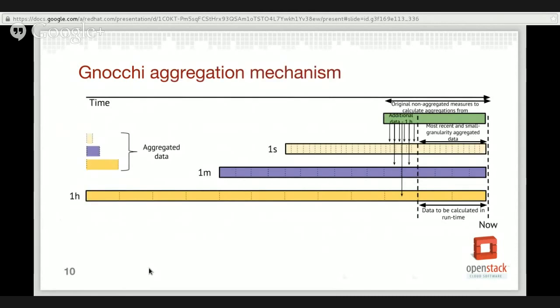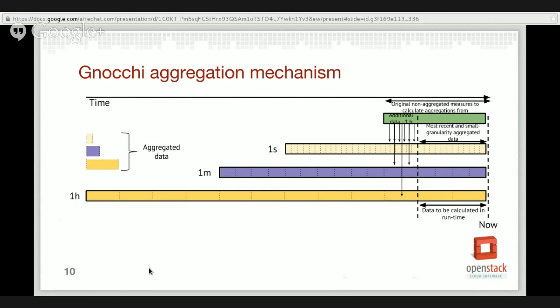So here's a picture which basically is intended to represent the process of aggregation under Gnocchi. So if you look up to the top right-hand corner of that, that's basically intended to represent the here and now.